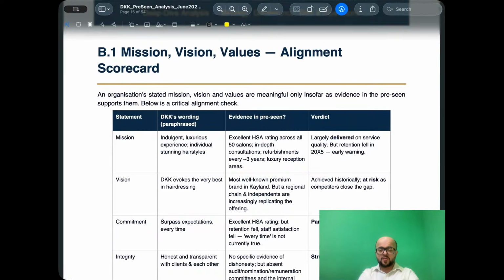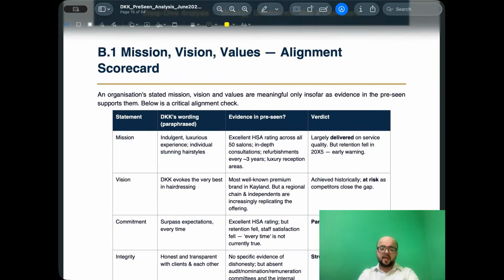Indulgent, luxurious experience, individualized, stunning hairstyles. ठीक है? What is the evidence in pre-seen? Excellent HSA rating across all 50 salons, in-depth consultation, refurbishment every 3 years. The reception area is luxurious. So largely delivered on service quality, but retention fell in 2005. This is an early warning that somewhere you are not able to achieve your mission.